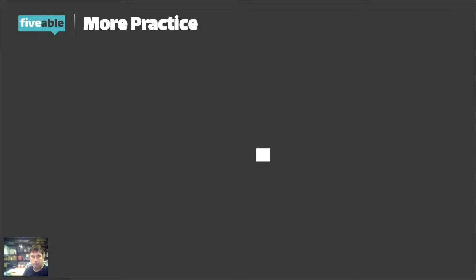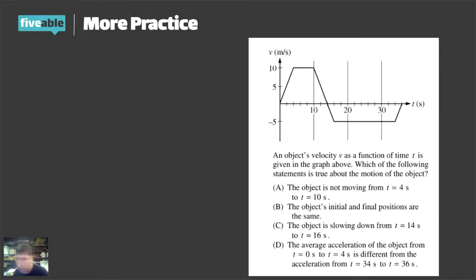Okay. So next one. This one obviously is multiple choice right off the AP practice exam. It says that the object's velocity as a function of time is given in the graph above. Which of the following statements is true about the motion of the object? So how is this object moving?